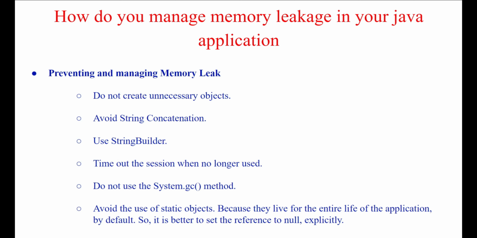Now the main part: how do you prevent and manage the memory leak? First of all, do not create unnecessary objects. Do not keep references to objects which are actually not necessary. Avoid string concatenation. Why? Because every time you do string concatenation, a new object is created, because string is immutable. Better use StringBuilder or StringBuffer, which are mutable. They do not keep on creating new objects every time you do another string concatenation.